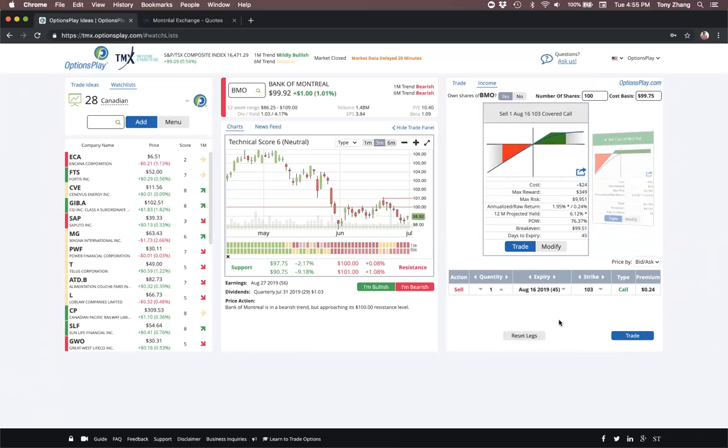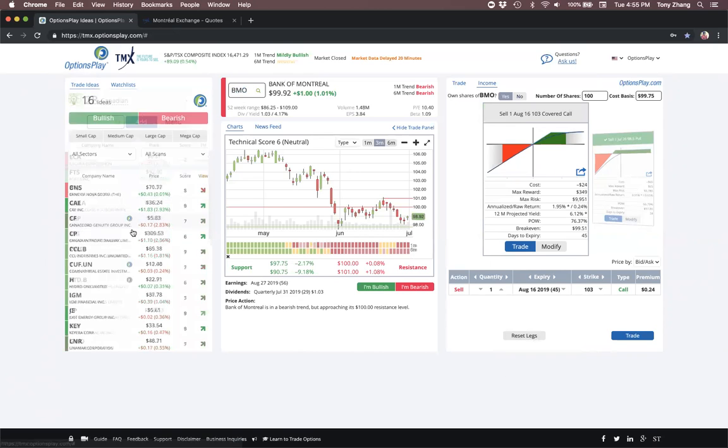Maybe you want to go out to August. Maybe you want to go a little higher strike. So as you can see, the 103s will still give you $24 in income. So this really allows you to utilize this tool, type in any stock that you want to own or that you already own, and be able to quickly find ideas as to how to generate income on those particular stocks.